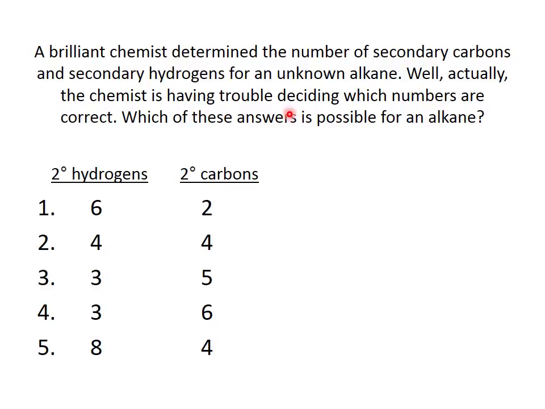Okay, so we are looking for the number of secondary carbons and secondary hydrogens for an alkane. The chemist is having trouble deciding which of these numbers are correct. So which of these answers is possible for an alkane? Number of secondary carbons to number of secondary hydrogens. If I look at this, I remember that secondary carbons have 2 carbons and 2 hydrogens attached. So the number of secondary hydrogens has to be 2 times the number of carbons. So this cannot be, this cannot be, this cannot be, this cannot be, but this is correct. Double the number of hydrogens for the number of carbons when the carbons are secondary.